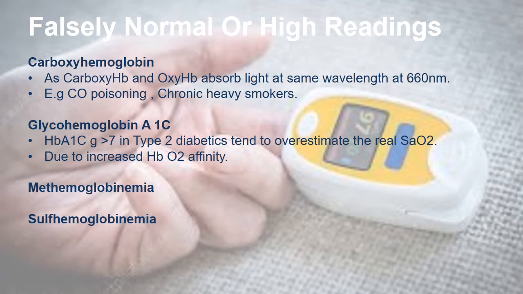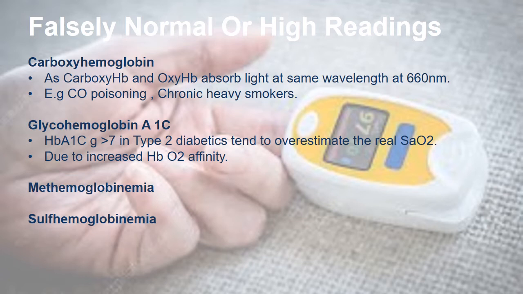It happens, guys, because carboxyhemoglobin and oxyhemoglobin are just like sisters, because they absorb light at the same wavelength, which is 660 nanometers. So the pulse oximeter doesn't know whether the 660 nanometer wavelength is being absorbed by oxyhemoglobin or carboxyhemoglobin. It is just going to give you the same reading, for example 98 or 99 or even 100%, but the patient is having low perfusion. The patient can even get cyanosed. You have to see that the PaO2 will be normal, but the patient has low SaO2.